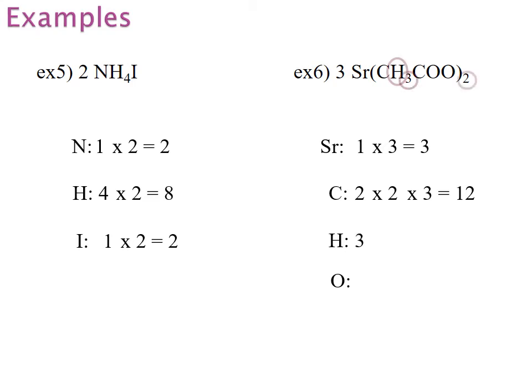Hydrogen, I have 3 inside of brackets, so I'll have to multiply by 2. And then I will have to multiply by the number that precedes the formula, which is 3, giving me a total of 18 hydrogen atoms. Finally, I have an O and an O, which is a total of 2 O's. They are inside the bracket, so they must be multiplied by the 2. And then I will multiply by the 3 that precedes the formula, giving me a total of 12 oxygen atoms.